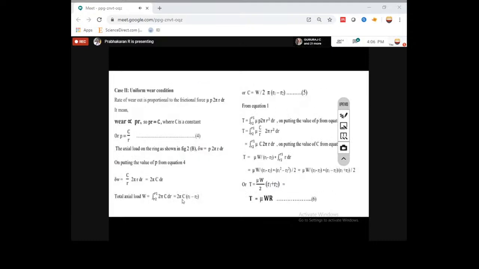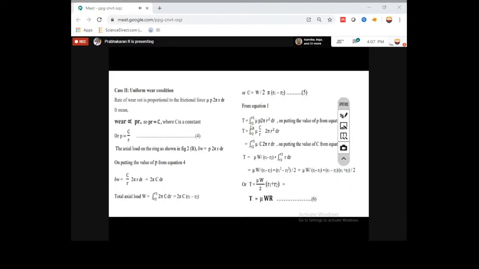So finally we will get something like 2 pi C, where dr means R1 minus R2. This C is the constant value, since pressure is inversely proportional to R. The constant value will be C equals W by 2 pi into (R1 minus R2).